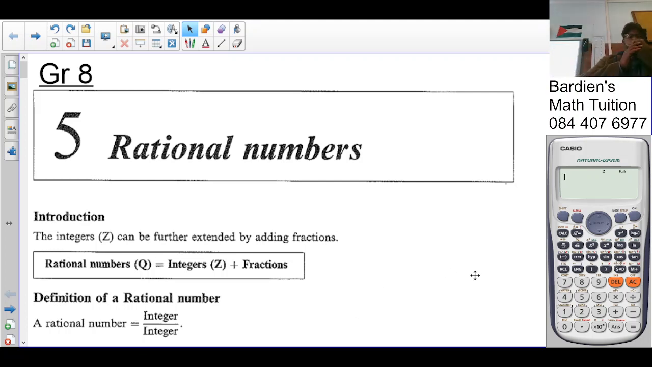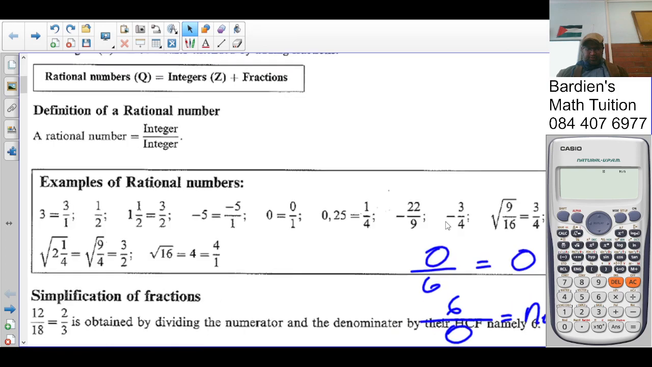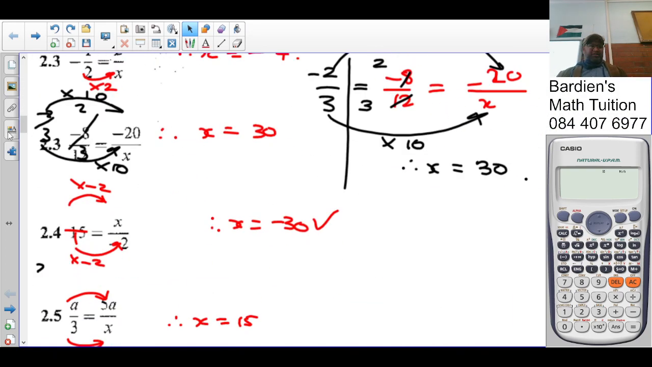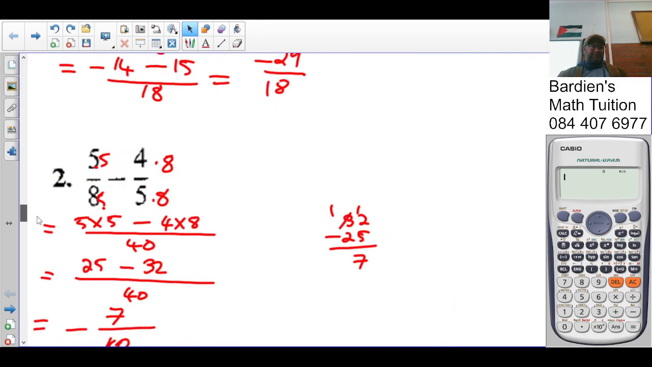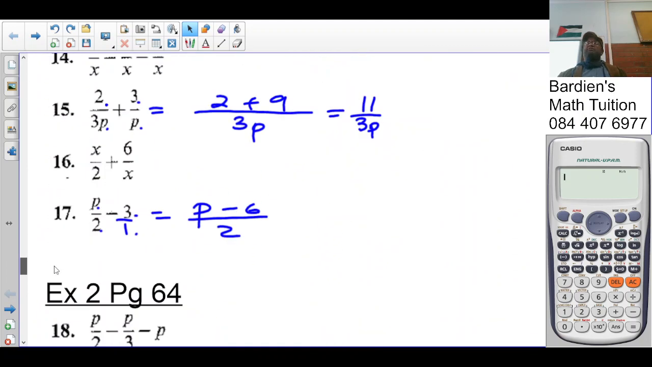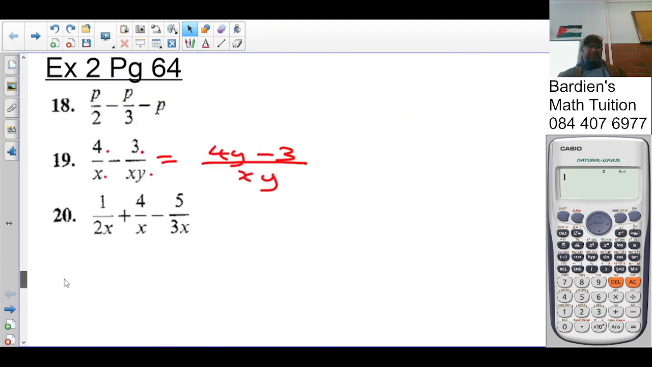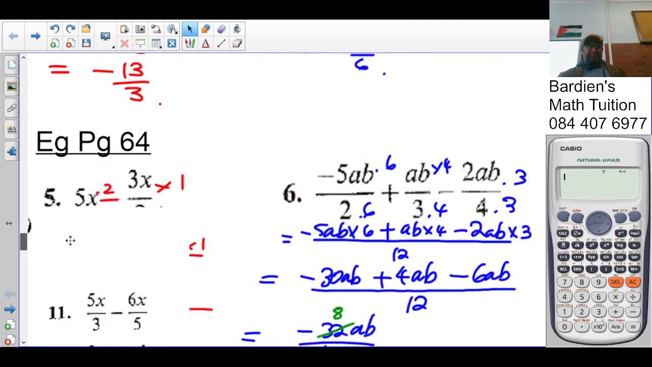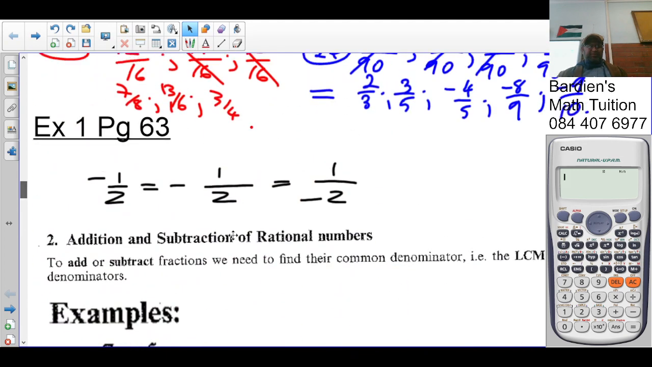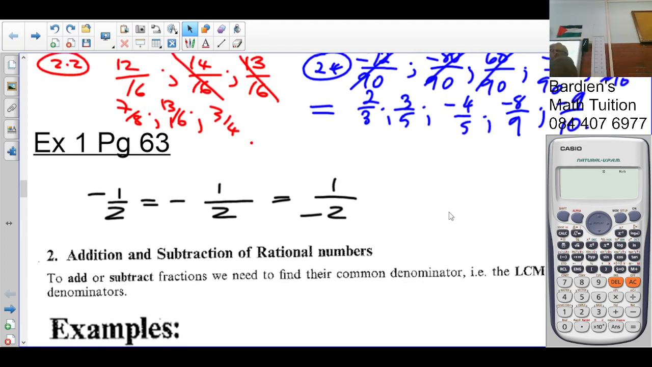Good morning, class. So at this point, you guys have written another class test. You had homework. The homework was dealing with rational numbers, not so? Just to refresh your memory, or maybe just check if you understand: what is 2 over 0?